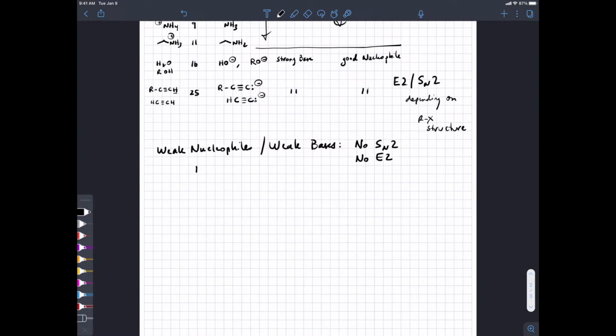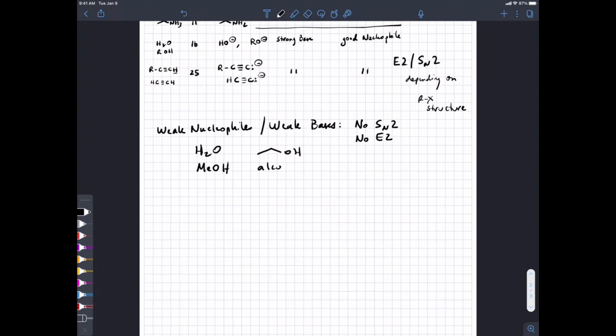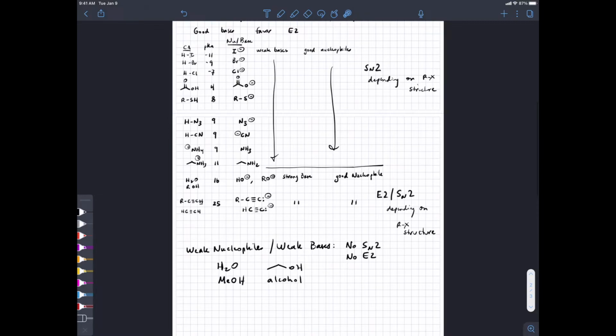So these include water and alcohols like methanol or ethanol or some other alcohol. In general, neutral water and neutral alcohols are both weak nucleophiles and weak bases. The reason I didn't put them on the list is because the pKa of their conjugate acid is -2, so they show up right here. And you'd ask, well, how can the halides be good nucleophiles but water isn't? And again, it's this weird issue of polarizability.